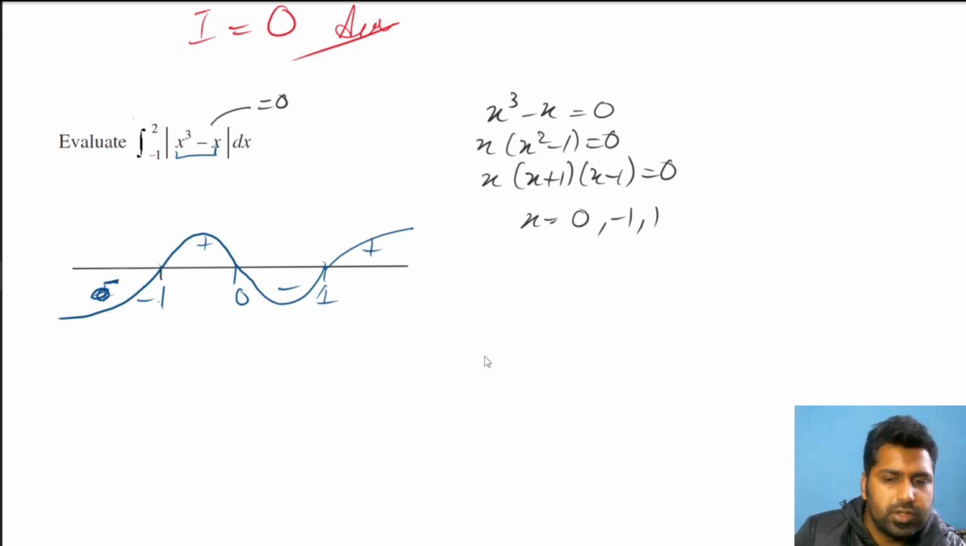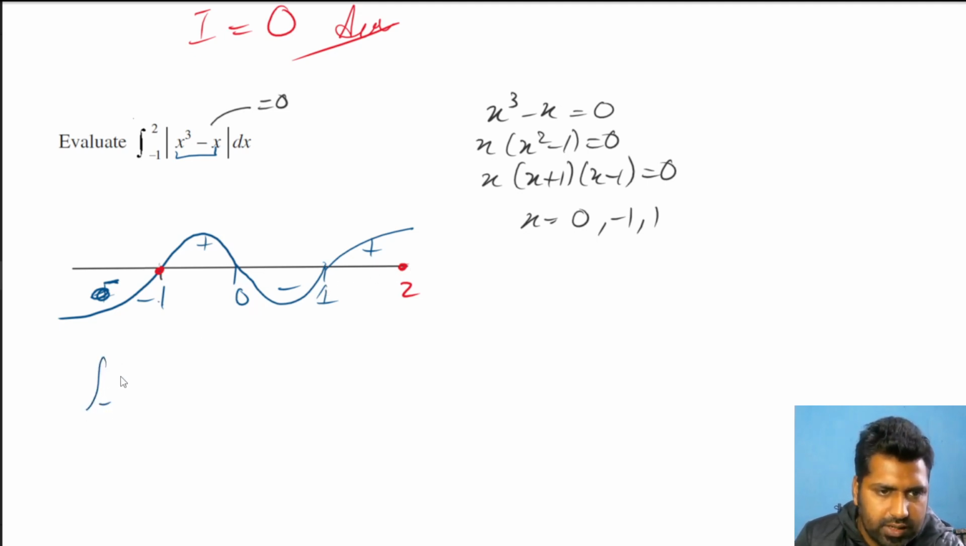Now we are actually integrating from where to where? We are integrating from -1 to 2. So -1 is here, 2 will be here. They could have given you -2 to 2 also. Okay, but anyway, as long as we have this sign, we can open the mod. So now the integration will be broken into 3 parts here: -1 to 0, 0 to 1, 1 to 2.